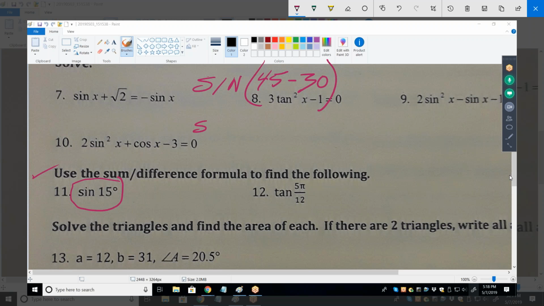Now, tell me what the sum and difference formula for sine is. Sine of A times cosine of B, plus or minus sine of B times cosine of A. Now plug in everything. Just plug in 45 for A and 30 for B and choose the right sign. Sine of 45, cosine of 30. Is it plus or minus?